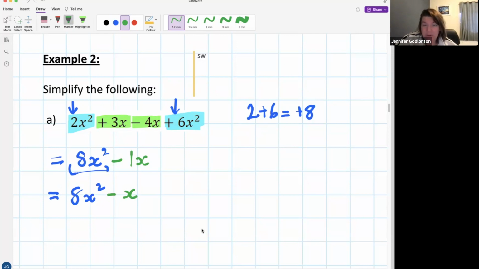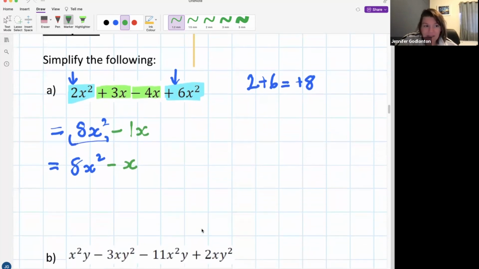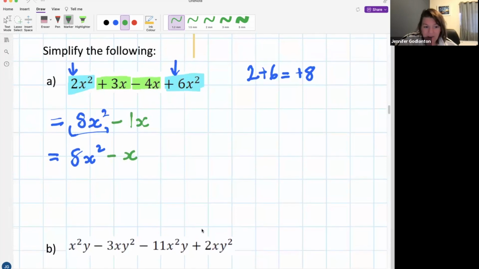Nice job. Okay, so if you didn't get any right in the last one, I'm hoping we're slowly starting to get a little bit more right as we move along here. This one again, I'm just going to highlight your like terms. And then the next one, I'm not going to highlight anything for you.